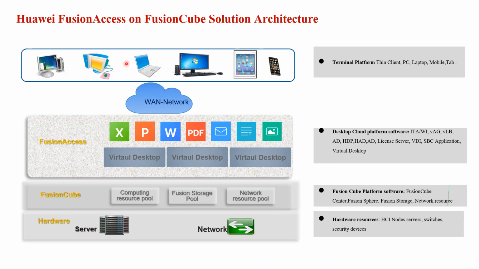Okay, so from this layer, the end users will access their virtual desktop. The terminal platform may be the thin client, or it may be the PC or the laptop or phone. The user can access their virtual desktop using phone or iPod. So he can access from anywhere or anytime to the virtual desktop or the cloud desktop.